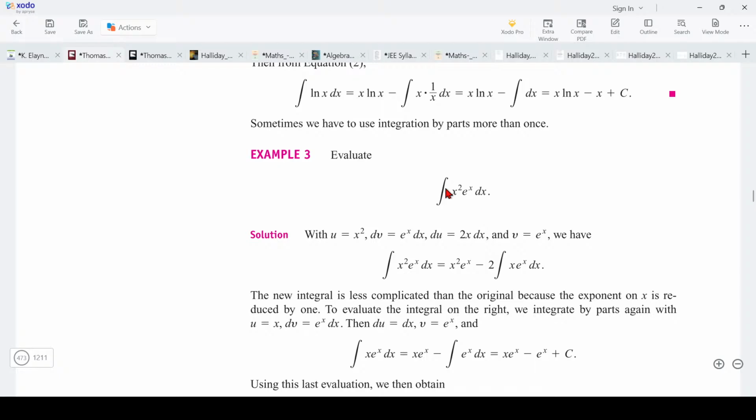If you try this, tell me whether you have reached this point or not. Take the first function as x square, second function as e power x dx.